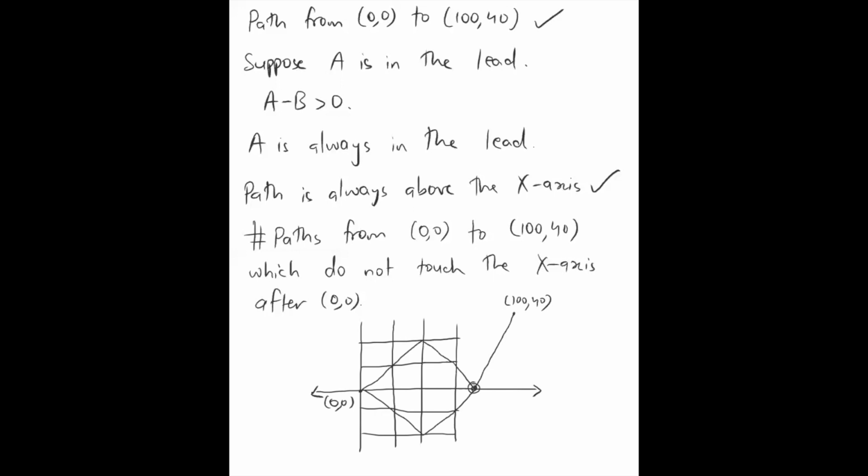The good thing about the reflection principle was, by reflecting, we could then freely count paths from some other point to 100 comma 40 without considering whether it touched the x-axis or not. But now if we try to do that, that restriction does not go. We still are looking for paths from 0 comma 0 to 100 comma 40 that do not touch the x-axis. There is still a restriction on us, and so the logic that we used in the reflection principle does not immediately help us here. So this is going to need a little more work from us.